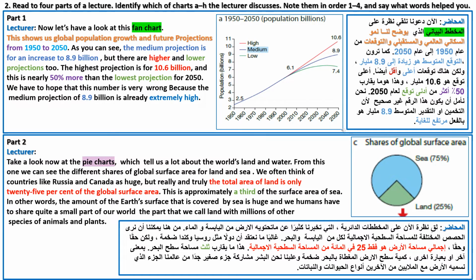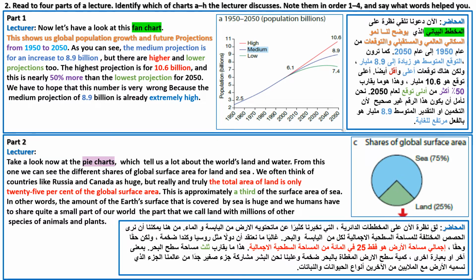Part 1. Now let's have a look at this fan chart. This shows us global population growth and future projections from 1950 to 2050. As you can see, the median projection is for an increase to 8.9 billion, but there are higher and lower projections too. The highest projection is for 10.6 billion, and this is nearly 50% more than the lowest projection for 2050. We have to hope that this number is very wrong, because the median projection of 8.9 billion is already extremely high.